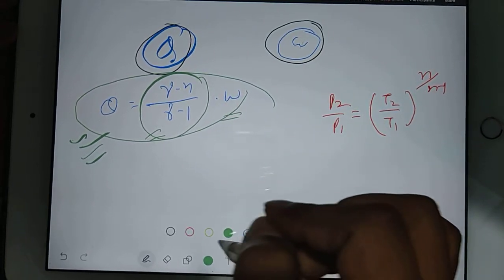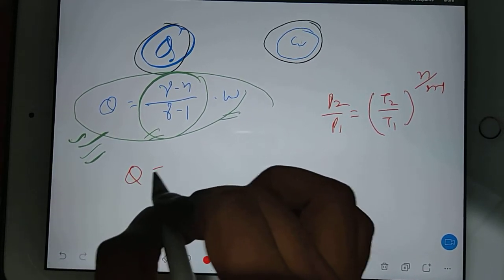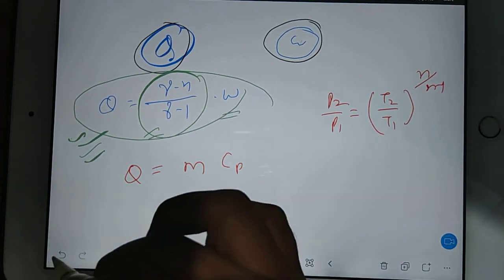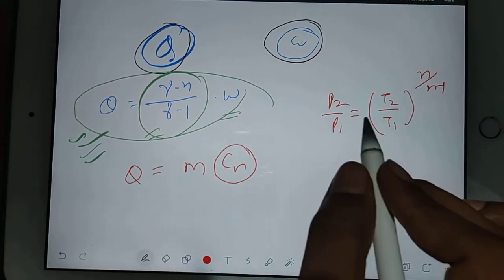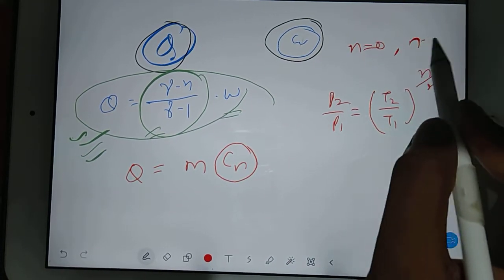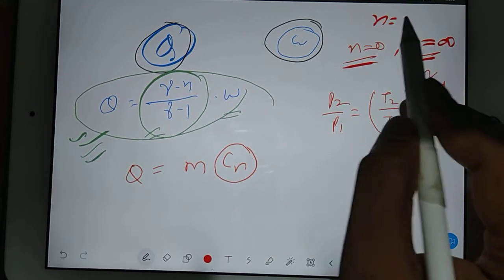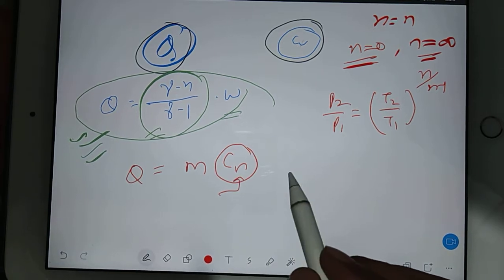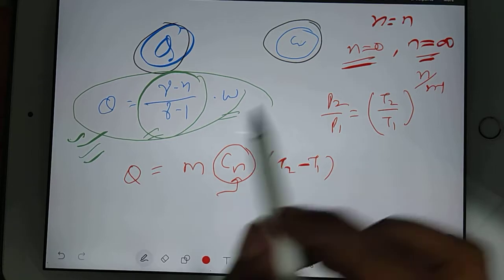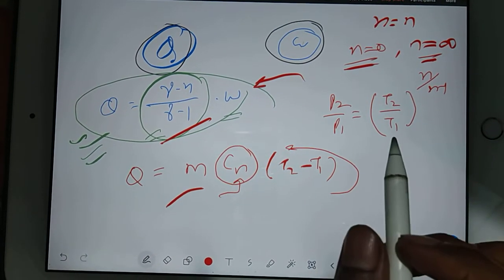If you want to find your Q value separately, then M, don't use Cp and Cv here, use Cn, because you are not solving for n equal to 0 or n equal to infinite, meaning pressure constant or volume constant. You are solving for general n, so you cannot write Cp or Cv here. Q equals M Cn times T2 minus T1. So either you use this formula or you use that formula. Both formulas you can use. It depends on the data given.